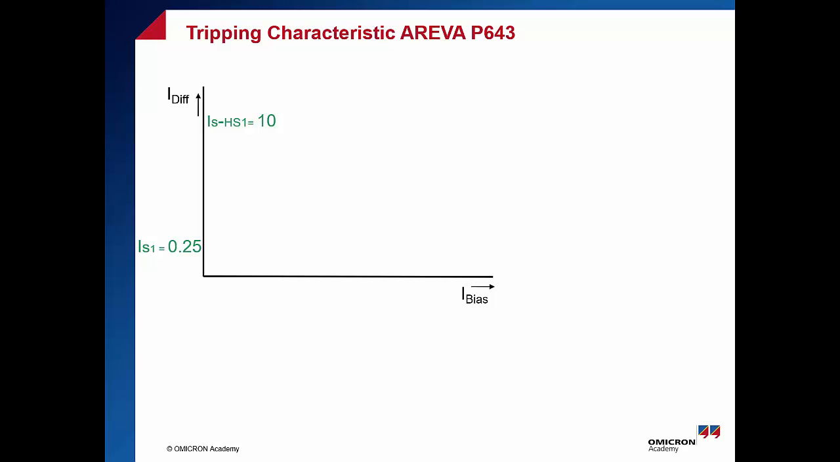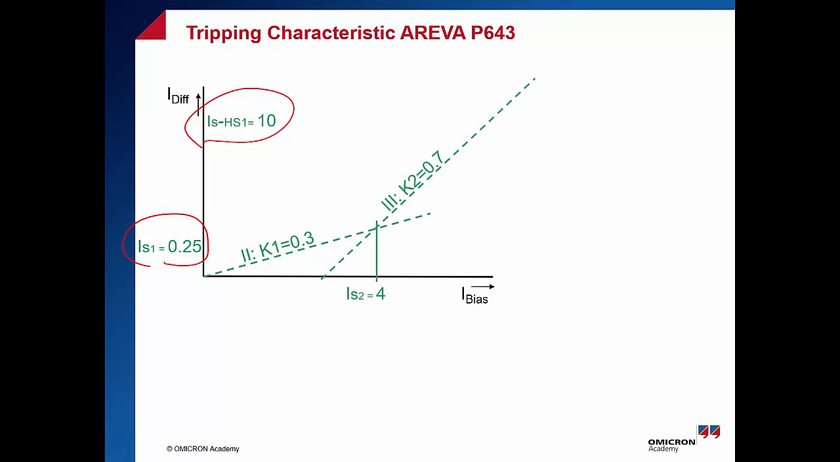Here in the green color, this is the setting from the relay: IS1 is 0.25, which is I differential greater, IS-HS1, I put it as 10, as I differential double greater. I have K1, which is slope 1, 0.3, and I have K2, which is slope 2, 0.7, and I have IS2 as 4. Then we need to define those points to find point number 1, point number 2, point number 3. Point number 1 is easy because we can use 0, 0. It's passing through the origin.